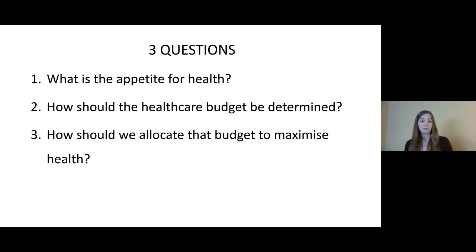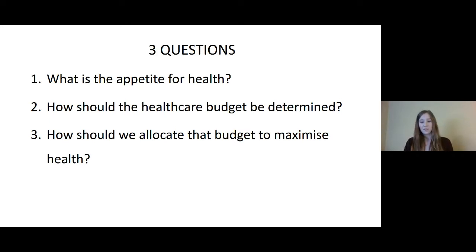The second one is, how should the healthcare budget be determined? And then again, this relates to the first one. If you know how important health is, you can then decide how big or how small we should make that healthcare budget, given that it needs to come out of taxation and things like that. And then the final one is, how should we allocate that budget to maximize health? Because we know that that doesn't happen automatically.